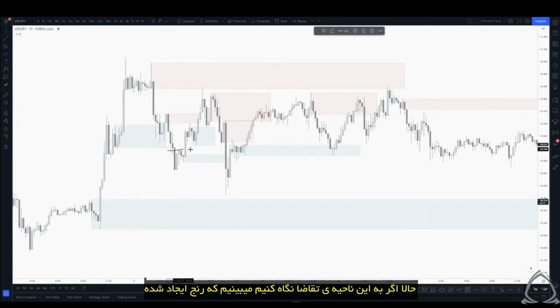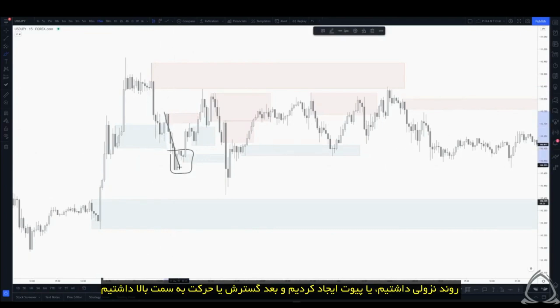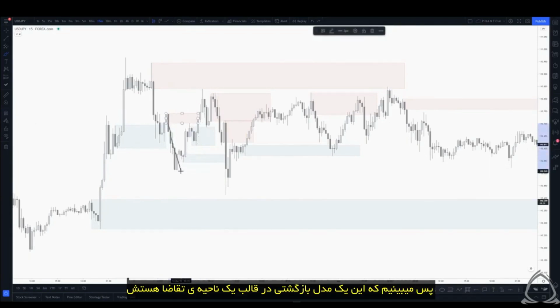Now, if we look at this demand zone, we can see that price ranged. We came from a down move, or we pivoted, and then we moved or expanded to the upside. So what we can see from this is a reversal model within the framework of a demand zone creation.